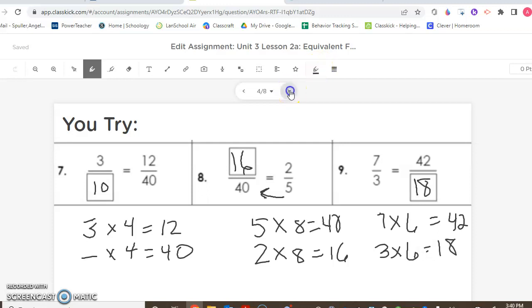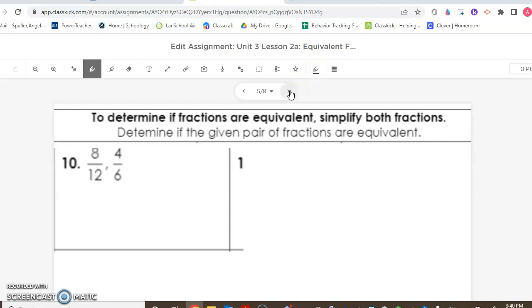Great job. All right, now, once you've learned how to make equivalent fractions, then we take it the next step. If we see fractions and we need to know, are they equivalent? How do we do that? Well, one of the ways you can do it is by simplifying both fractions. In one of the last videos you learned, I believe it was lesson 1E, you learned how to simplify fractions.